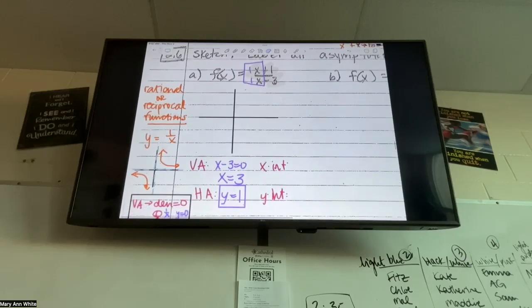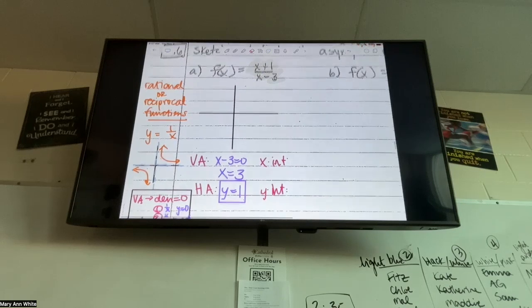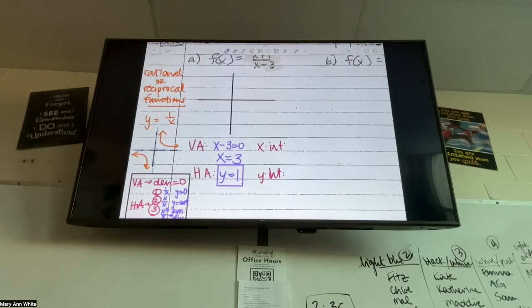Okay. Now we've got x-intercept. What did we do for x-intercept? That's our numerator. So set our numerator equal to 0. x plus 1 equals 0. And then I solve for x and I get x equals -1.